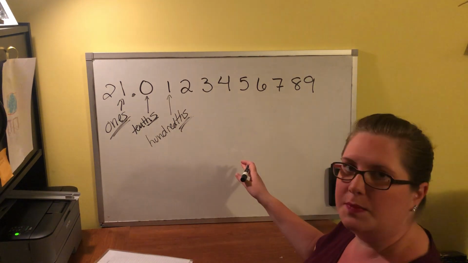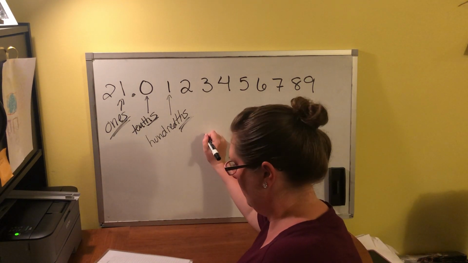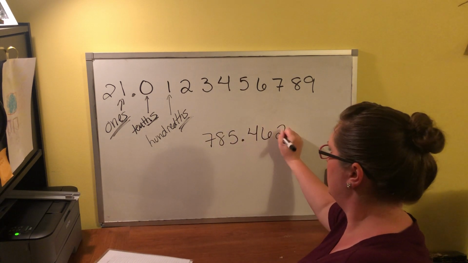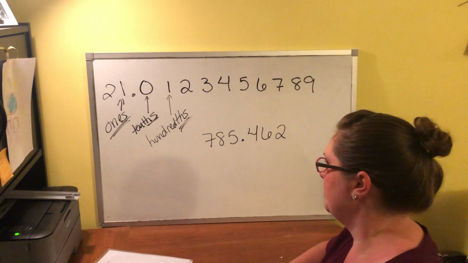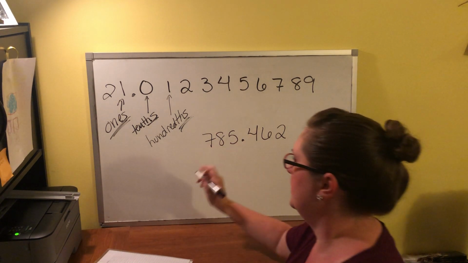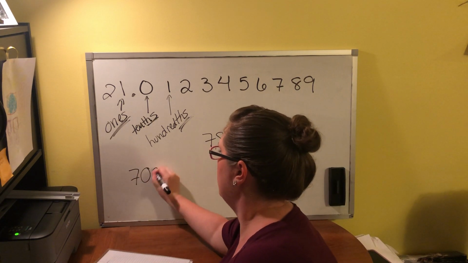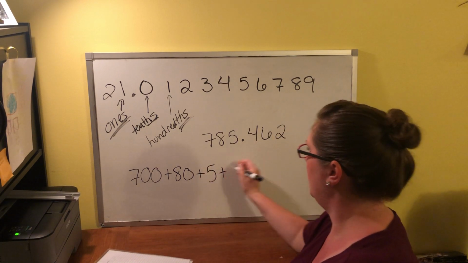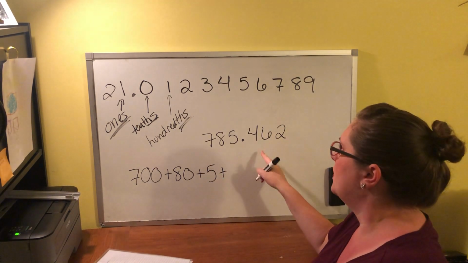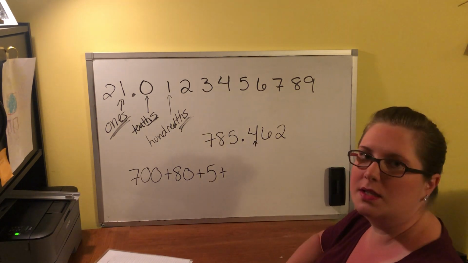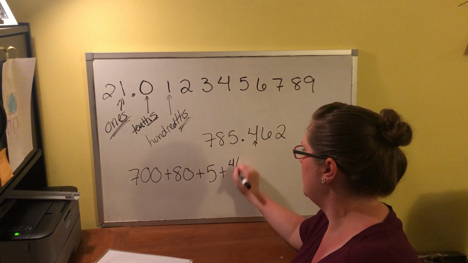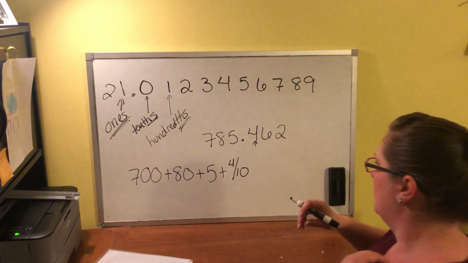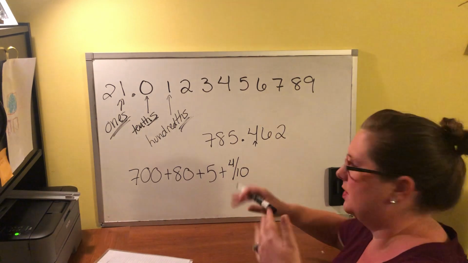So we're still going to write an expanded form, and let's say they gave you 785.462, and they want that written in expanded form. Well, we already know how to do the whole number, right? We just did 2 examples. So this would be 700 plus 80 plus 5 plus, now I have this decimal. So we need to know the decimal places. Well, we know that the 4 is in the tenths place. So this is going to be 4 over 10. You're going to write it as a fraction. So decimals can be written as fractions, okay? And vice versa, you can write fractions as decimals.